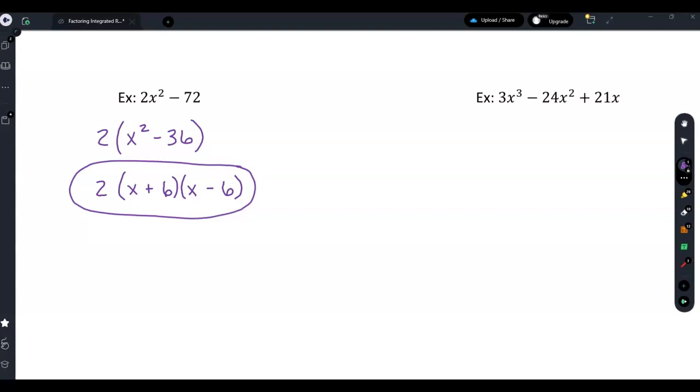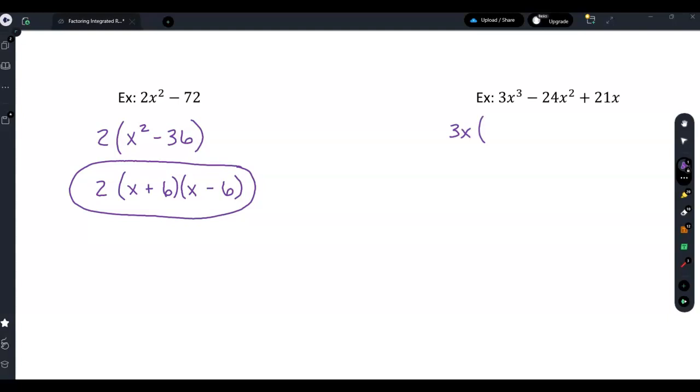All right, so let's look then at this example, 3x cubed minus 24x squared plus 21x. So I can see that I have a trinomial, and you have to be careful because a lot of people see that trinomial and they think, oh, I need to do AC method. And I probably will have to do AC method, but that's not step number 1. Step number 1 is a GCF. So in this case, I actually have a GCF of 3x. So I'm going to factor that out and then write what's left inside the parentheses.